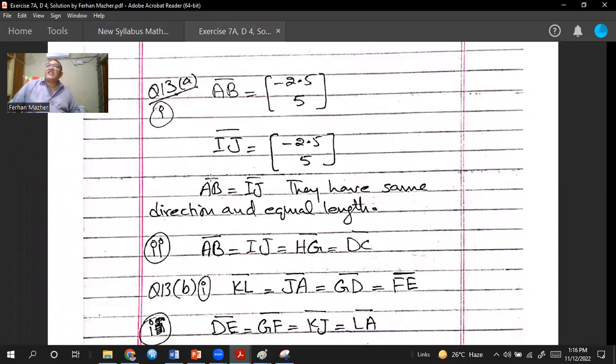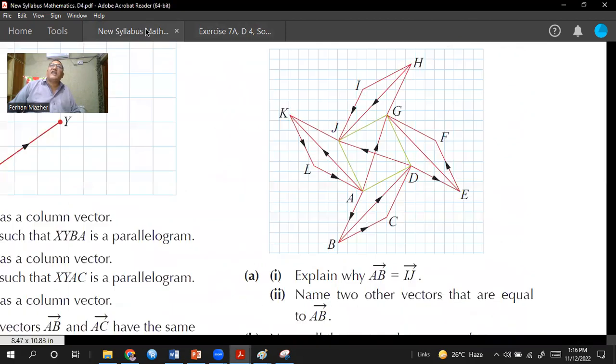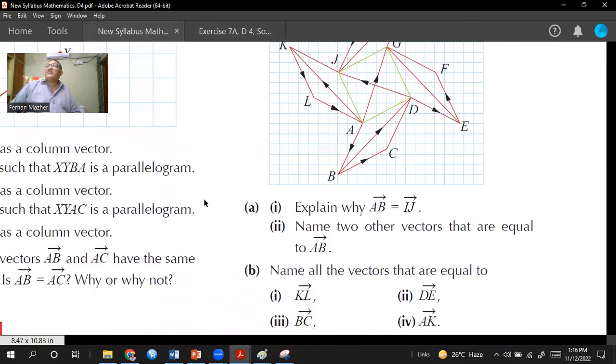They have the same direction and equal length. So that's why the vector AB and the vector IJ are equal to each other. Then the question is: name two other vectors that are equal to AB.